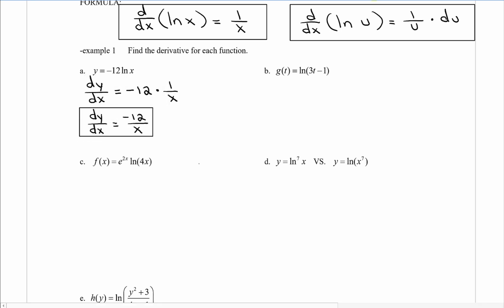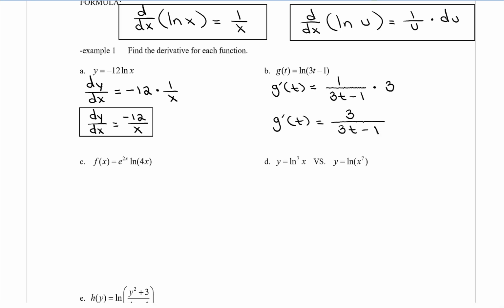Let's go on to example 1b. g of t equals natural log of, open up a set of parentheses, 3t minus 1, close the parentheses. So g prime of t would be equal to 1 over 3t minus 1 times the derivative of the inner function, which in this case is going to be 3. We have to still apply the chain rule here. So g prime of t is equal to 3 over 3t minus 1. And we're going to box that in as our answer.